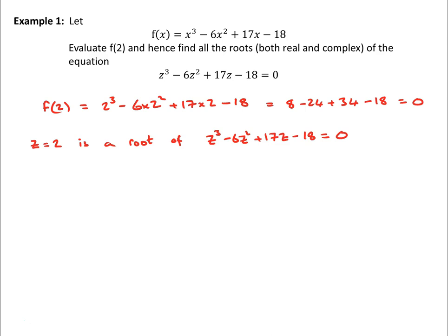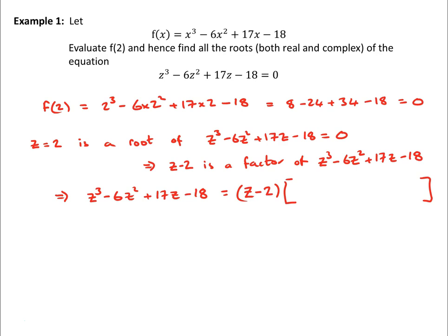Now the factor theorem tells me that z minus 2 must therefore be a factor of z cubed minus 6z squared plus 17z minus 18. So let's see whether we can do the factorisation. So we're going to say that z cubed minus 6z squared plus 17z minus 18 is z minus 2 times something.